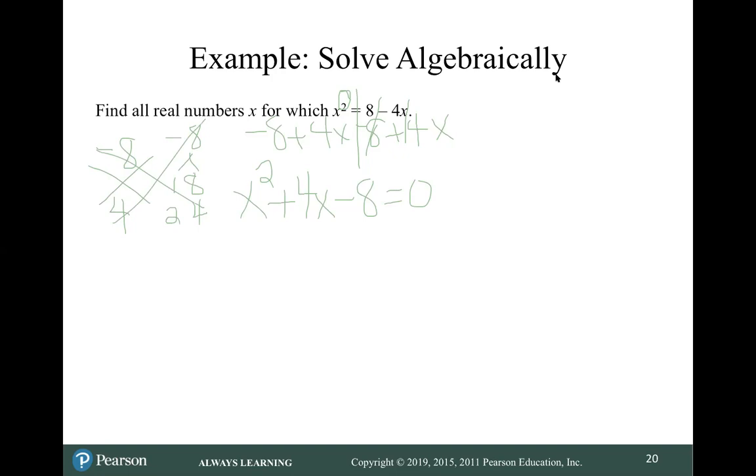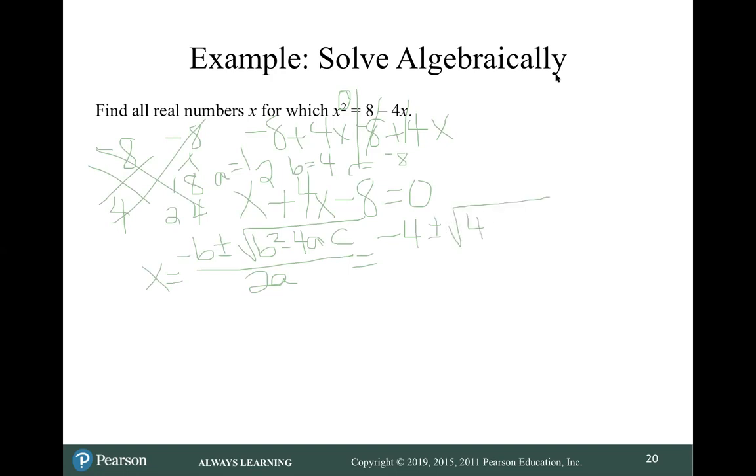So what do we do? Well, we need the quadratic formula. x is equal to -b plus or minus the square root of b squared minus 4ac, all over 2a. a is 1, b is 4, and c is -8. So now I'm substituting in, that's -4 plus or minus the square root of 4 squared minus 4 times 1 times -8, all over 2 times 1.